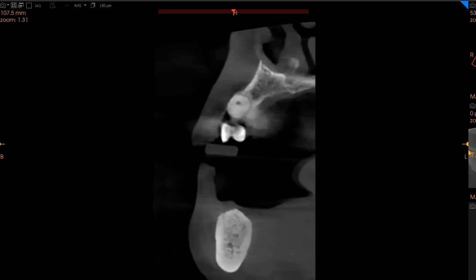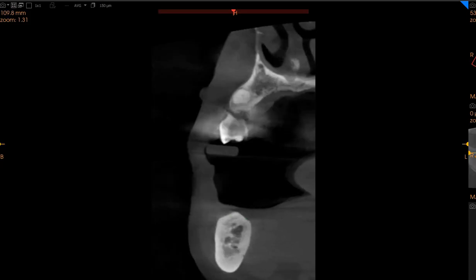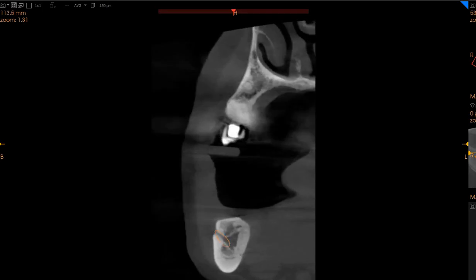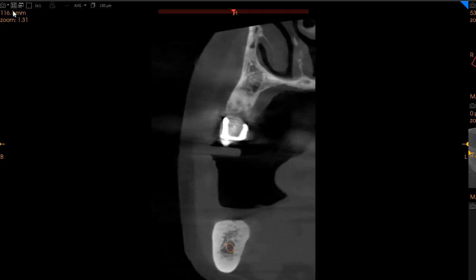Now this is the region of the lower left 4. As you can very clearly see, we've got D1 quality bone, very dense bone, 10 millimeters of width with approximately 9 millimeters of height to the anterior loop of the inferior alveolar nerve. Then we move to this is where the nerve is exiting in the region of the 5. We've got very limited bone.